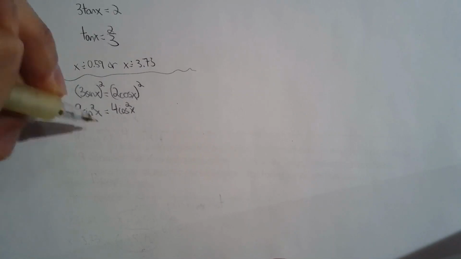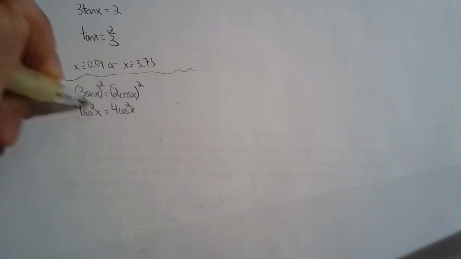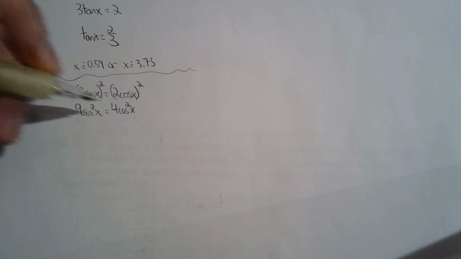Now you have two choices. You can use the Pythagorean identity to change sine squared x to 1 minus cos squared x, or cos squared x to 1 minus sine squared x. I'll change sine squared x to 1 minus cos squared x. And then you can already see your quadratic.